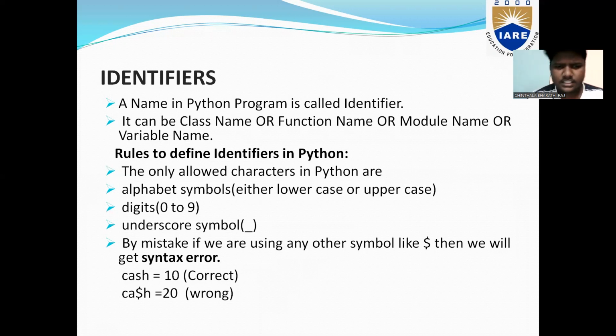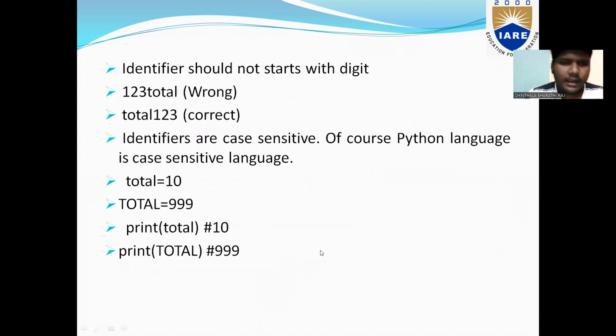syntax error. For example, cash = 10, we will get no error. When we take dollar symbol, we will get error. Identifier should not start with digits. For example, 123total, we will get syntax error, and total123 is correct.